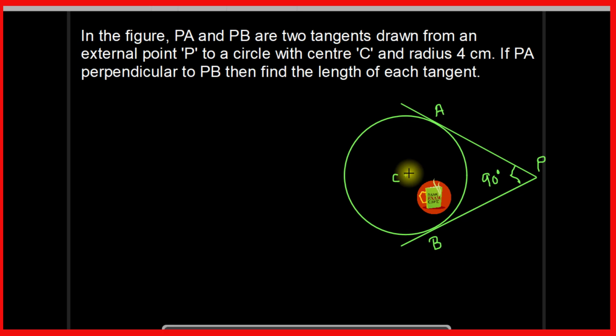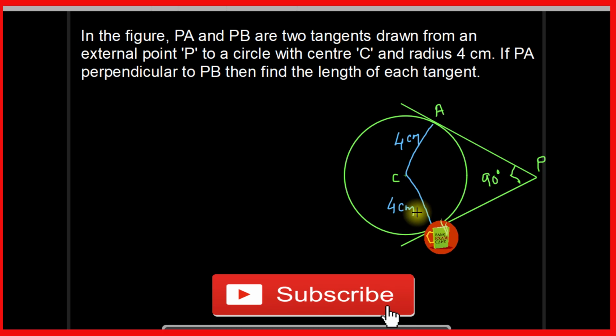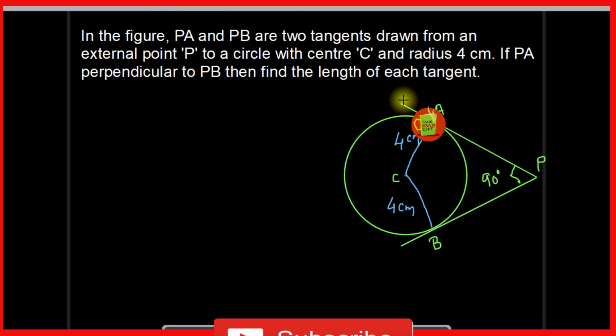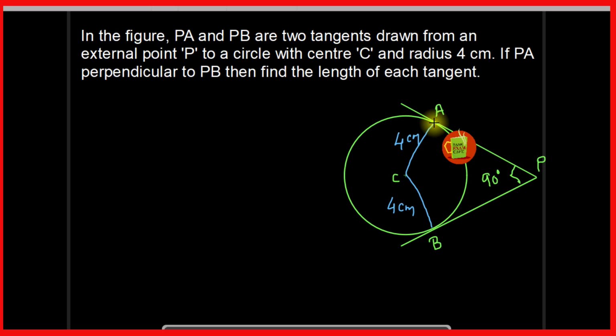Now friends, here first we will join CA, and here we will join CB, correct? CA and CB are the radii of the circle, and it is given that the radius of the circle is 4 cm. So this is 4 cm, and this will also be 4 cm. Now we know that the radius is perpendicular to the tangent at the point of contact, and therefore this angle will be 90 degrees. Similarly, this is the radius and this is the tangent, and therefore this angle will also be 90 degrees.